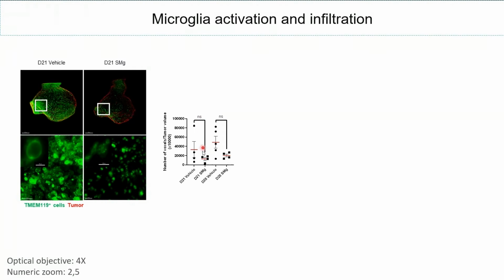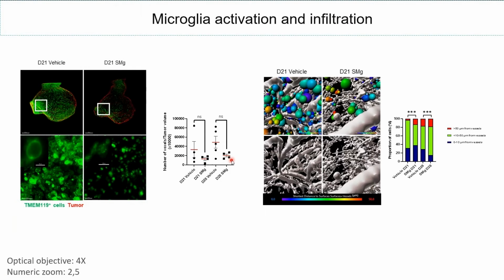And when we treated the mice with Smac mimetic, the shape of the microglia cells changed. They look like activated microglia, and the TMEM staining really decreased, suggesting again this activation, this promotion of activated microglia cells. And we quantified again the location of microglia relative to vessels, and here again we could see that the microglia cells are found deeper in the tumor with treatment.